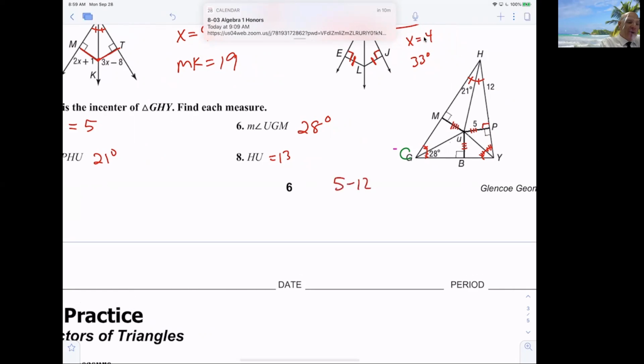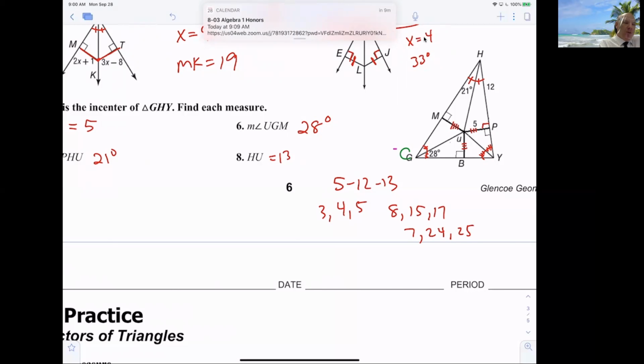5, 12, 13. That's the special Pythagorean triples. Remember, 5, 12, 13, 3, 4, 5, 8, 15, 17, 7, 24, 25. Those are all going to be used. We do not say it's a little bit bigger than 12, so I'm going to call it 13.